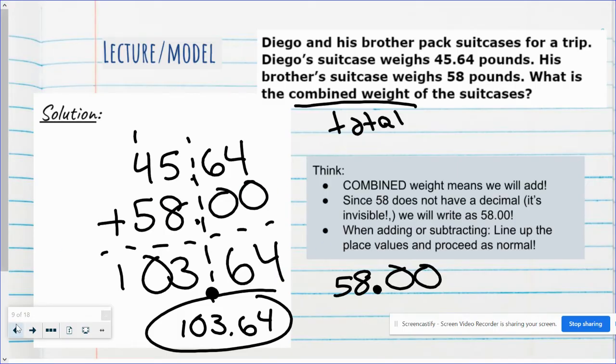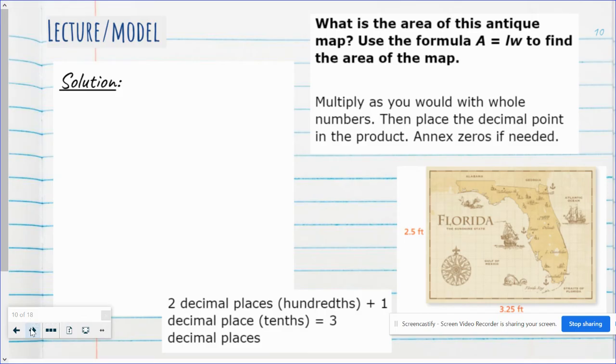All right, let's look at multiplication now. What is the area of the map? Use the formula area equals length times width to find the area. We have a rectangle map here. Our length and width are 3 and 25 hundredths and 2 and 5 tenths. Notice here, I did not line up the decimal points because we do not do that when we are multiplying. We worry about it after.